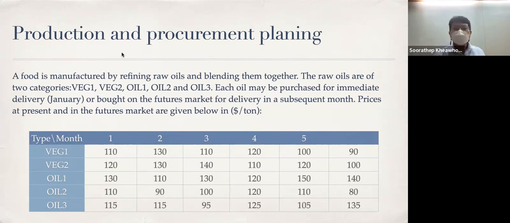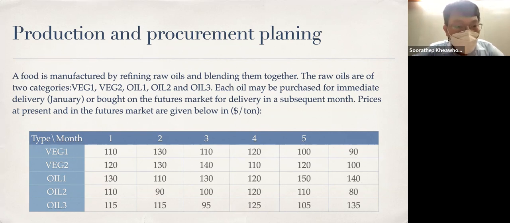Okay, we are back to our class. The next one is production and procurement planning. For this one, you can treat it as a multi-period optimization problem, but it's more complicated than the multi-period optimization problem.